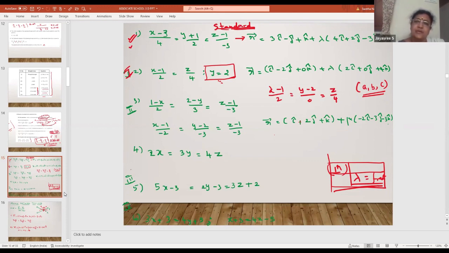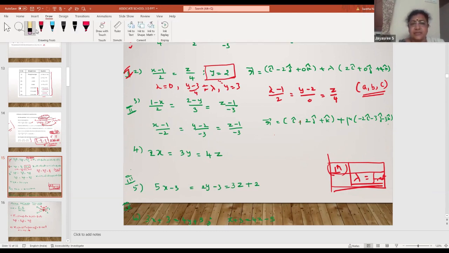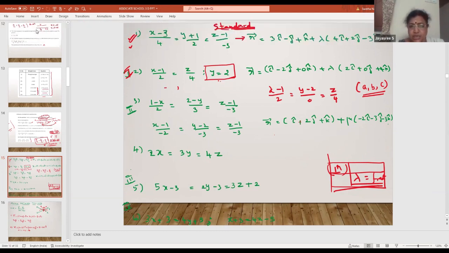With respect to y, some students can give this. With respect to z, some students can give this. Some student can give x is equal to 0 and y minus 3 by 4, and semicolon, x equal to lambda and y is equal to 3. So this way also they can give the equations. Training them with the equations of x with the direction ratio 0, training will be given for that.